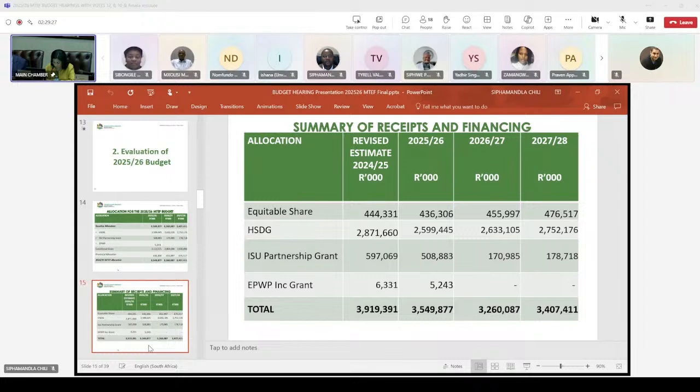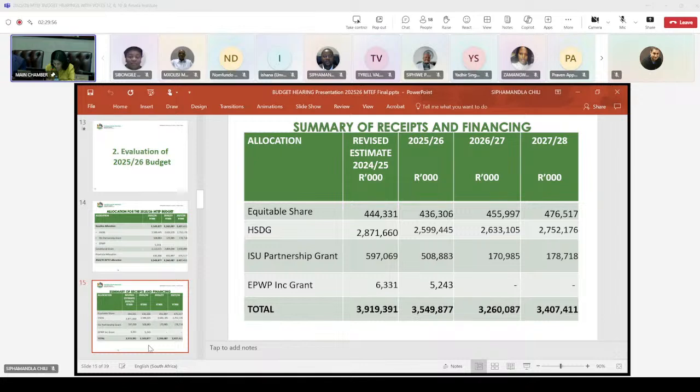It's now 436.3, then 455.9, and 476 in the outer years. The Human Settlements Development Grant is 2,871 for the 24-25 year. The 25-26 is 2,599 billion, then 2,633 billion and 2,752 billion. The Informal Settlements Upgrading Partnership Grant was 597 in the past year. It's going to be 508, 170 and 178.